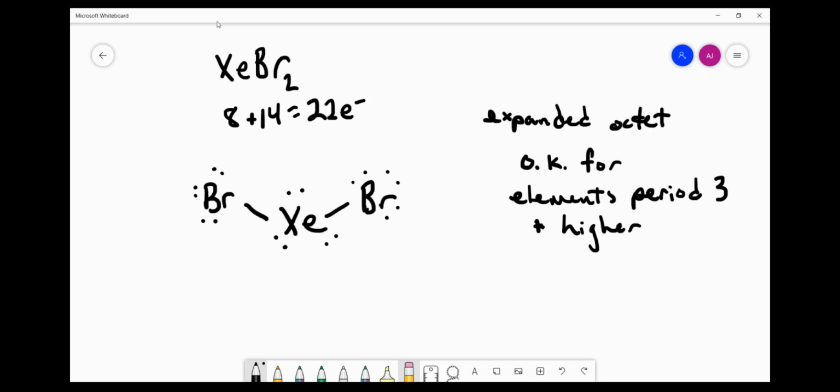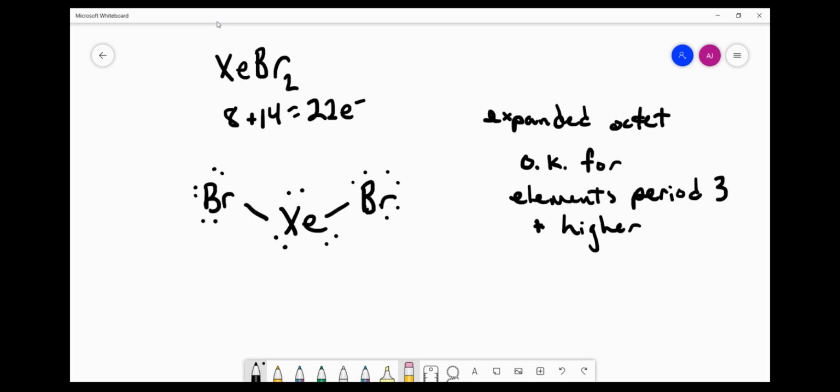And an expanded octet is allowable for elements in period 3 or higher. The reason for that is elements in period 3 have electrons at the 3rd energy level, and so they can expand their octet by hybridizing and accessing those 3d subshells, so they can access more spaces for those electrons to be. For elements in period 2, it's just too big of a jump for them to access those subshells.